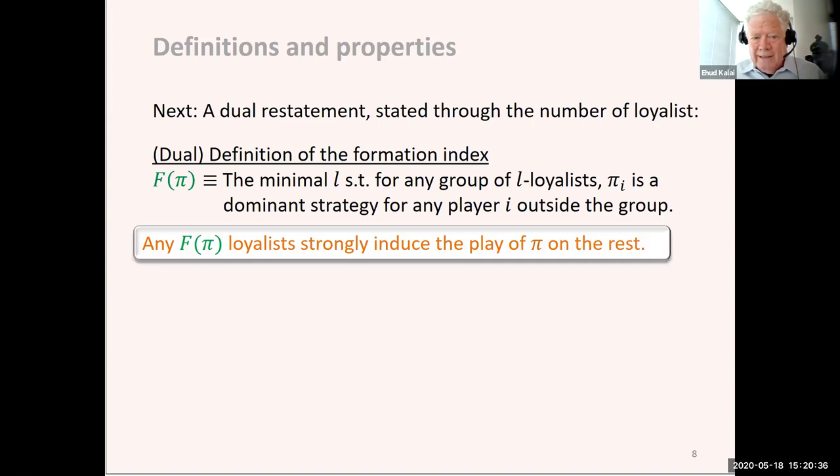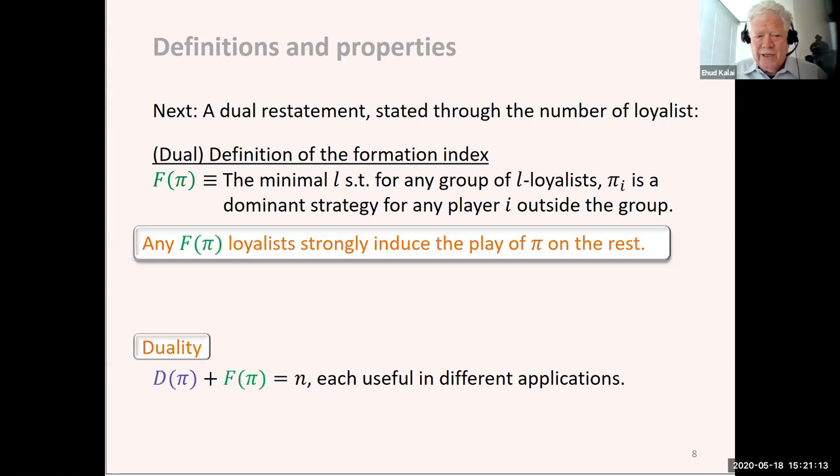I'm just saying the players outside should be loyalists. And it says, therefore, that any F loyalists strongly induce the play of pi on the rest. It's the same condition, just stated through the number of loyalists, the complementary number. It says that if you can get F people to play the equilibrium, you would make everybody else join. It'll be a dominant strategy for them to join. So it has the flavor of formation rather than defection, and in that sense, it's dual. So that's why D of pi plus F of pi equals N.